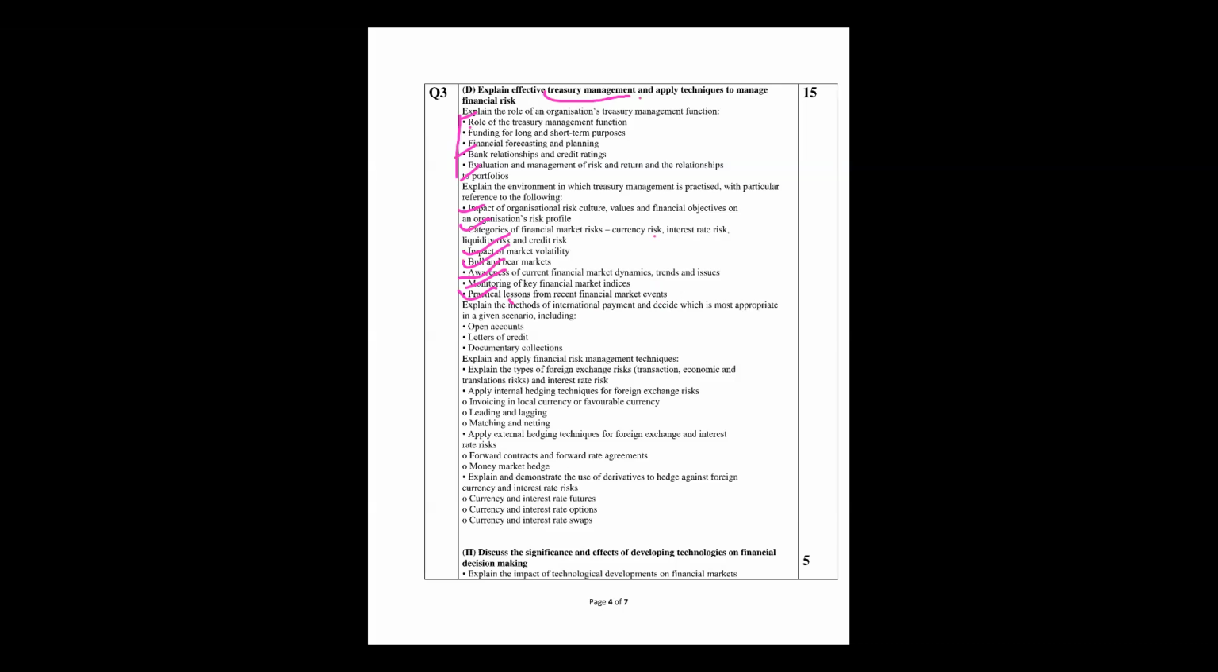Explain the method of international payment and decide which one is appropriate. So open account, theory, theory, theory. And then apply financial risk management techniques. So from here, the calculation will start. The types of foreign exchange risk. Here is theory. They are all theories. Apply internal hedging. This is calculation. Invoicing in local currency. Leading and lagging. These are all theories. But internal hedging techniques for foreign exchange risk, the application could be theoretical or computational.